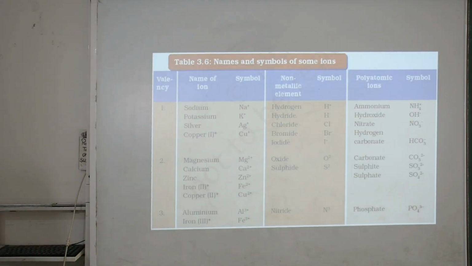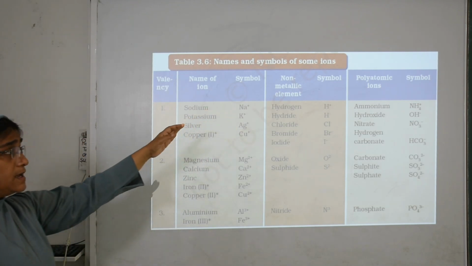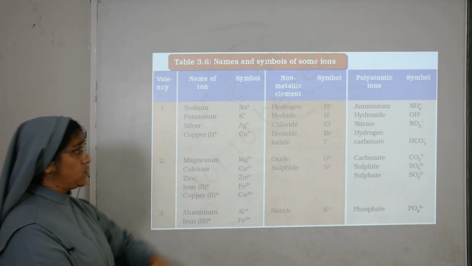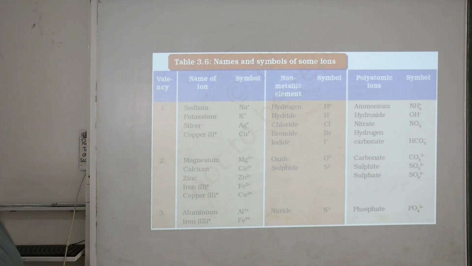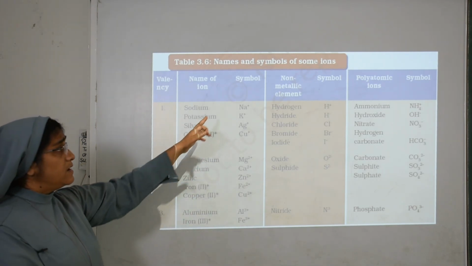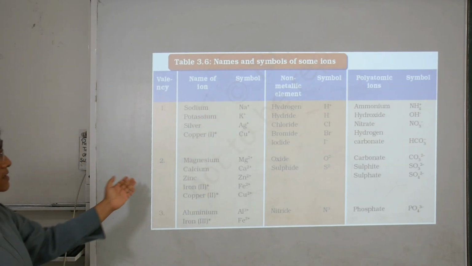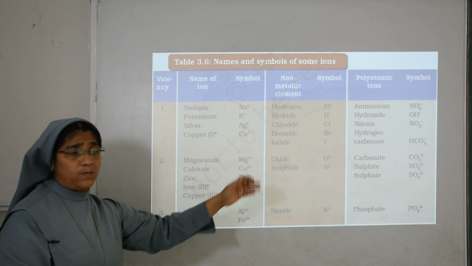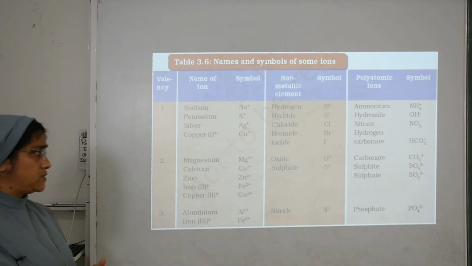Now the names and symbols of some ions. We can see the name of the ion, sodium. The symbol is Na plus. Na plus means sodium loses an electron. Then potassium K plus, silver Ag plus, copper Cu plus, means they are losing 1 electron. Then in the case of magnesium we can see Mg2 plus. Why is it Mg2 plus? It means it loses 2 electrons.